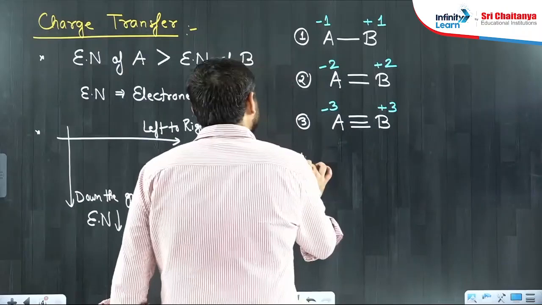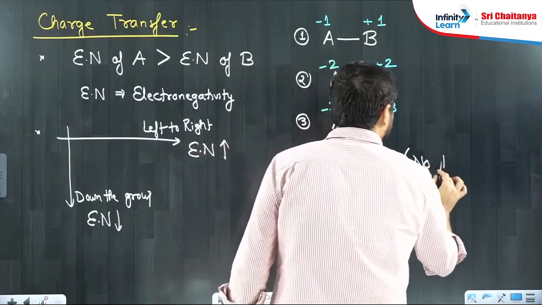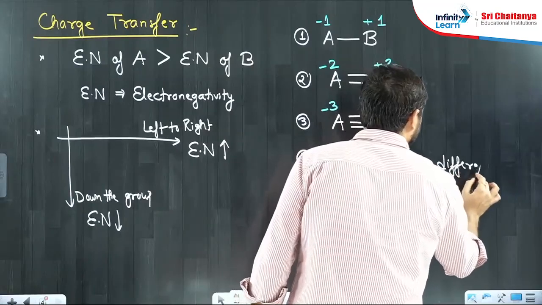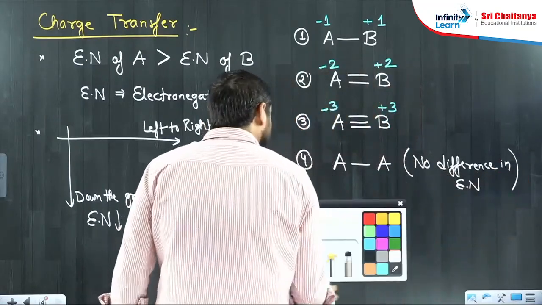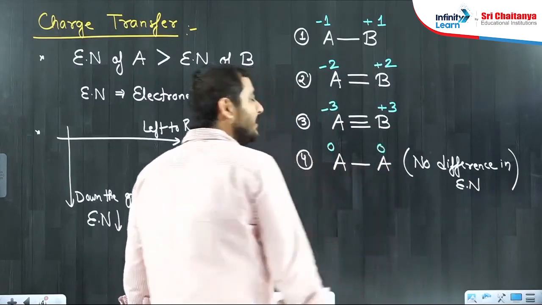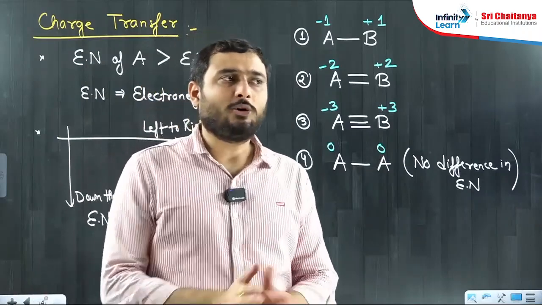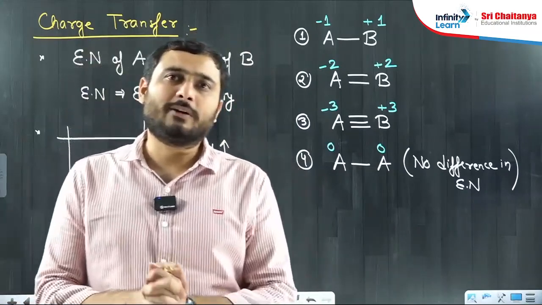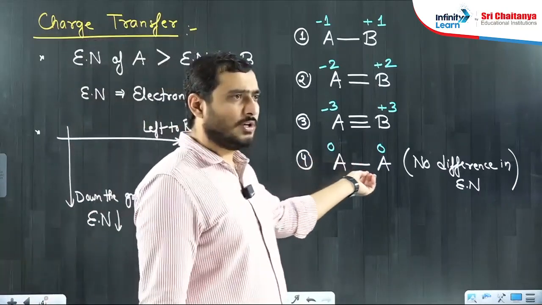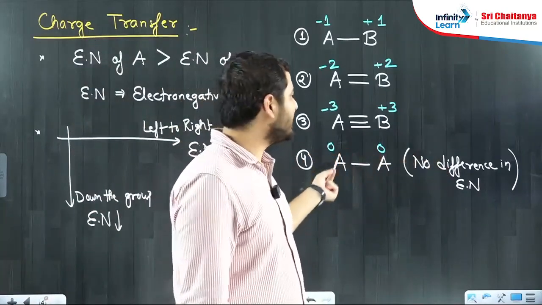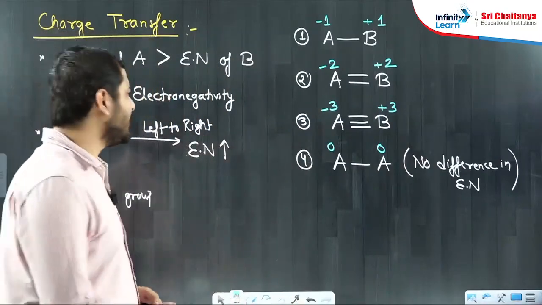And if there are the same atoms A, A, with no difference in electronegativity, then what do we write? 0, 0. It means there is no charge separation. So what do we have to remember here? Single bond +1 -1, double bond +2 -2, triple bond +3 -3. And if there is no difference in electronegativity between two atoms, then 0 and 0. By this we can easily find the oxidation state.